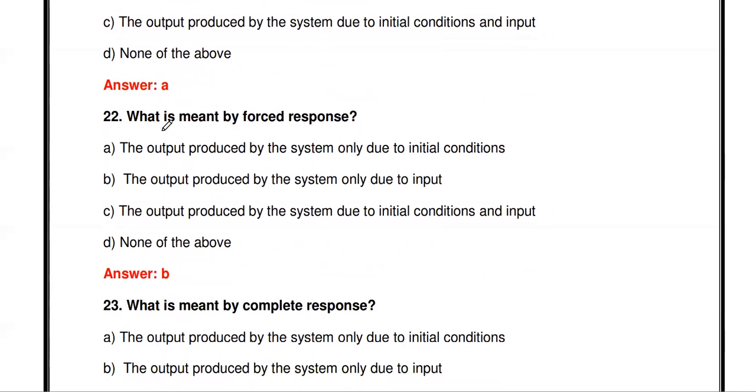Then the next question: what is meant by forced response? The question itself has the answer: forced. In one system, if you apply the input x(t), we will get the output. This output y due to the application of input is called the forced response. Output produced only due to initial condition is the natural response, no. Output produced by the system only due to input, yes. Due to the external input, we get some output, and that is called a forced response.